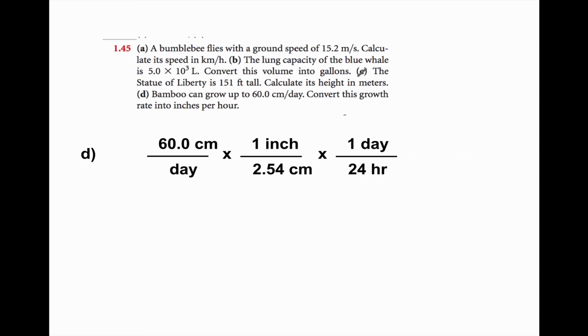60 centimeters per day. When I multiply across now, I'm left with what I want, inches per hour. So 60 times 1 divided by 2.54 divided by 24 gives me how fast this bamboo is growing in inches per hour. Wow, that's crazy. You can watch the bamboo grow.